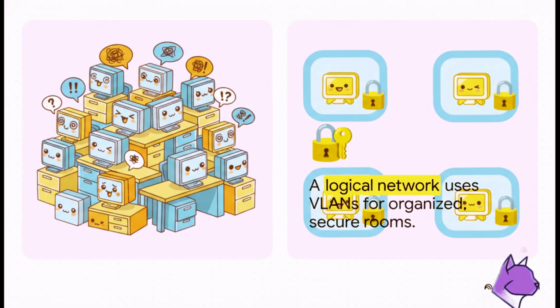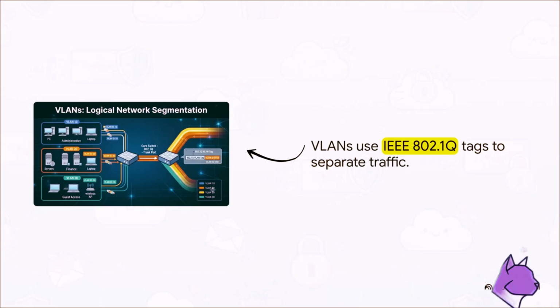Instead, we want an organized logical network, and we achieve that using VLANs, virtual local area networks. VLANs allow you to segment a single physical network into multiple logical networks, basically creating separate, highly secure rooms. To create these distinct rooms, a core switch connecting everything uses a VLAN tagging protocol known as IEEE 802.1Q. This essentially color codes our data. You might have one tag corresponding to administration in VLAN 10, another for the finance servers in VLAN 20, and yet another for guest access in VLAN 30. This ensures all that traffic is completely separated and isolated, improving security immensely.